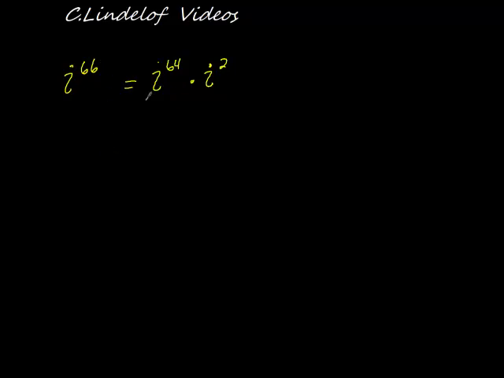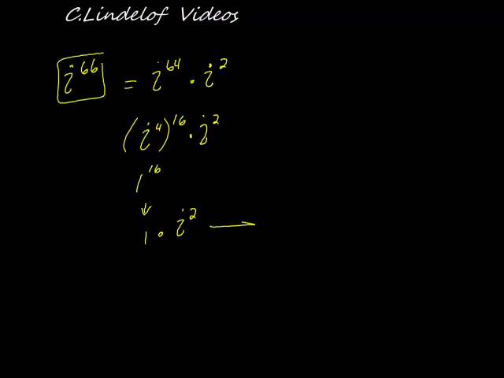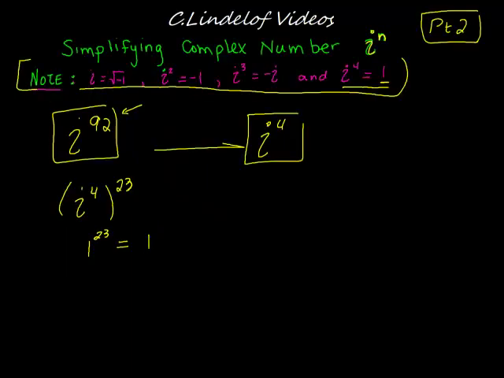Now I'm going to go back and break this out, because I want a multiple of 4. So I get i to the fourth, and 4 times what is 64? 4 times 16, times i squared, right? So i to the fourth power is 1. 1 to the 16th is 1, times i squared. So you can either leave your answer as i to the 66 simplifies to i squared, or take a quick look back at this, right? i squared is equal to negative 1.